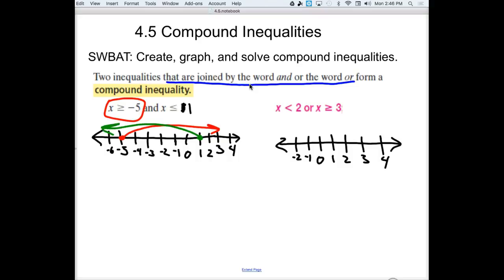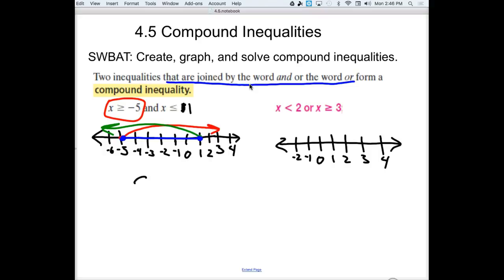Now the word and, what that really means is that both of our inequalities have to be satisfied. We have to pick the numbers where both of the inequalities are going to be true. So we know that it can be equal to -5, it can also be equal to 1, and it'll be everything in between. Really, it's just where both of those lines intersect.